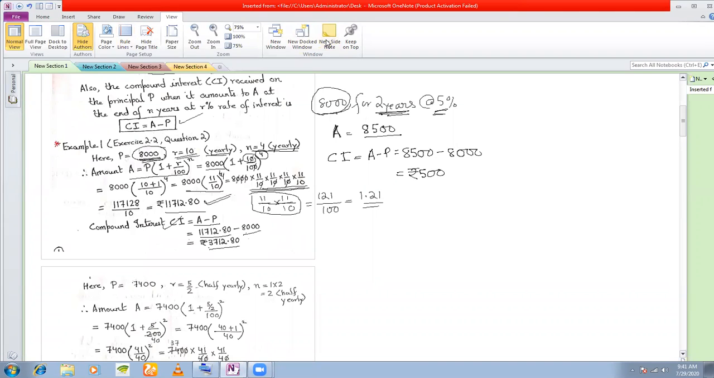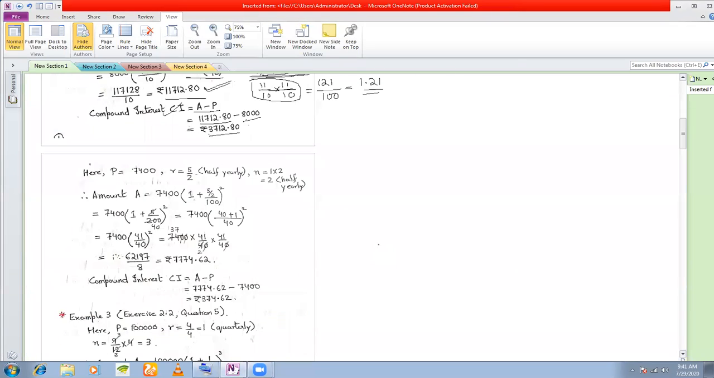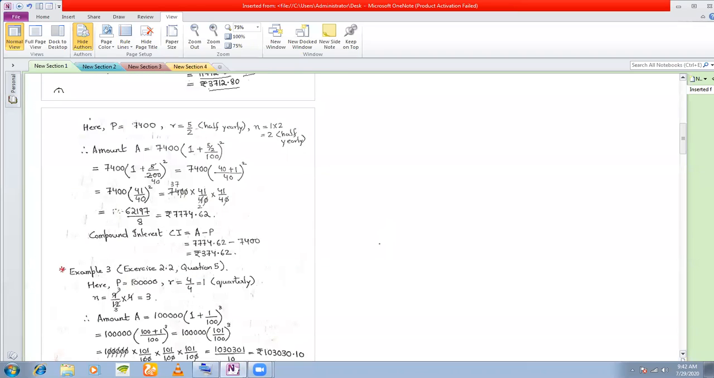Okay, to calculate the compound interest, that is something that you must remember and not forget: always remember the difference between compound interest and amount. There are two steps to calculate the compound interest. First you calculate the amount, and then you come to the compound interest formula. Okay. Look at the next example that I gave you.